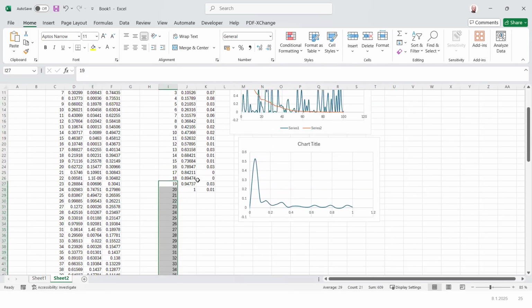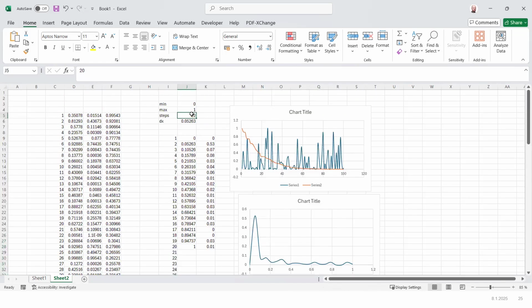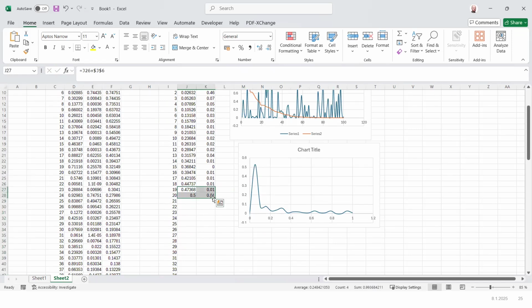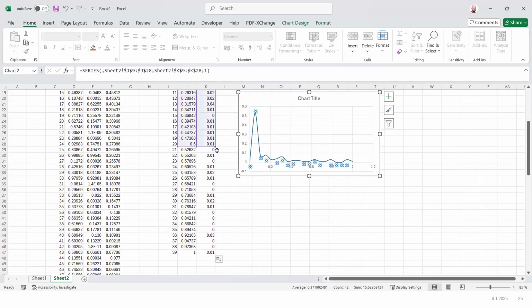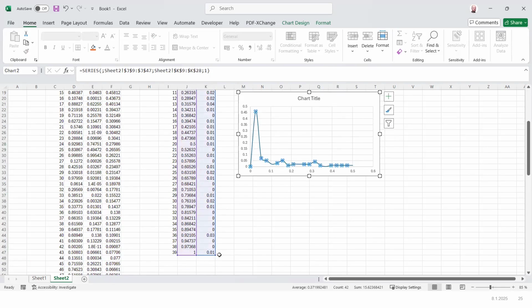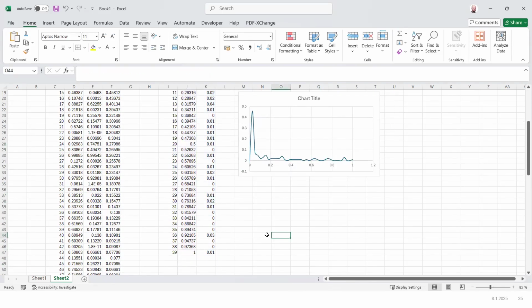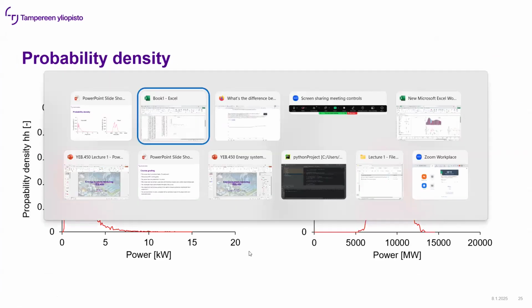And I can also increase the resolution. If I increase the number of steps, so I have 39 steps in here, and then I calculate it throughout, it makes it a bit sharper. I have a bit more resolution in there.